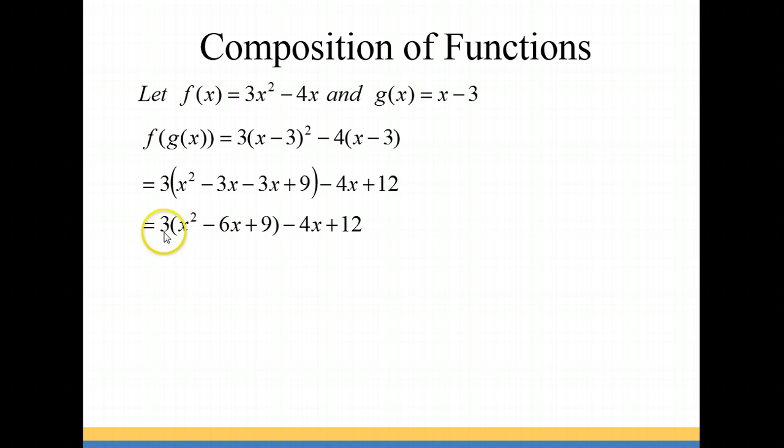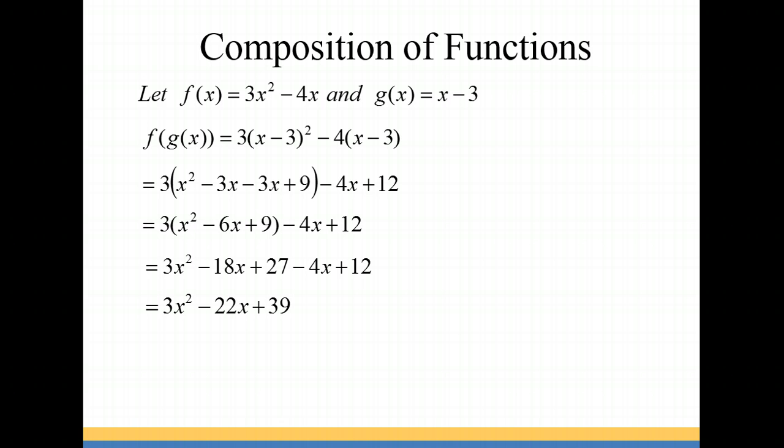Now I'm going to distribute the 3 to the 3 terms in this trinomial. So you have 3x squared minus 18x plus 27 minus 4x plus 12. Then we're going to combine like terms, and we get 3x squared minus 22x plus 39.